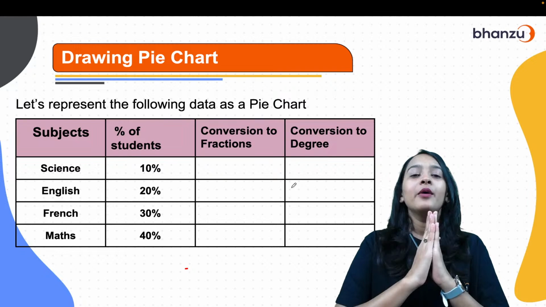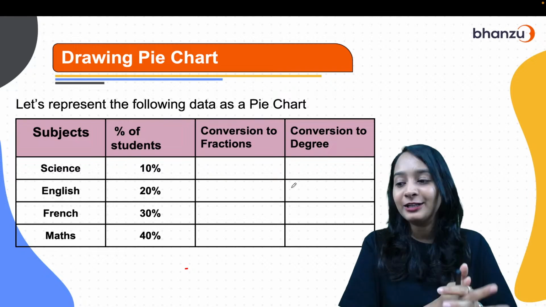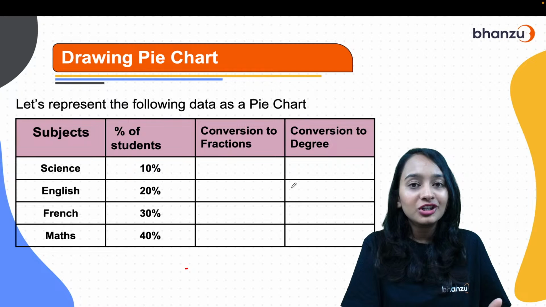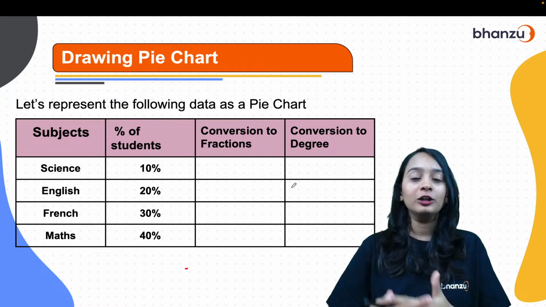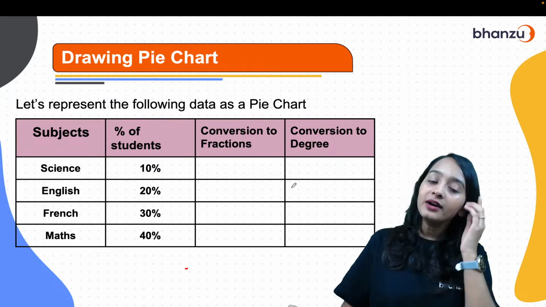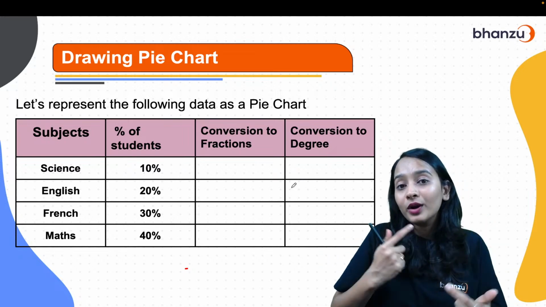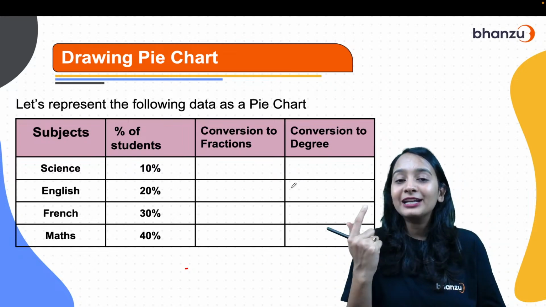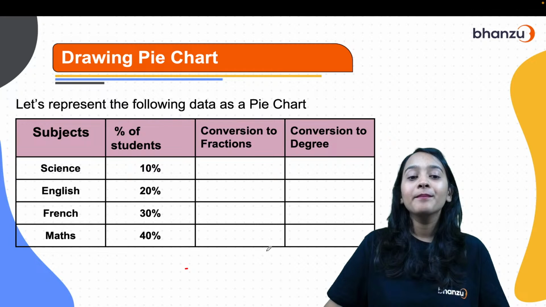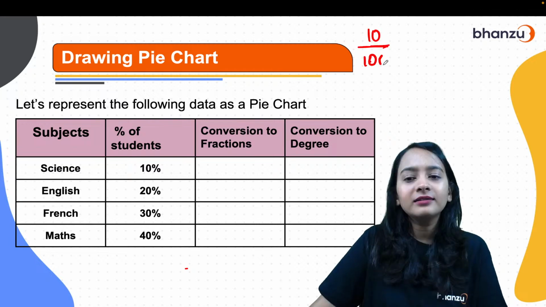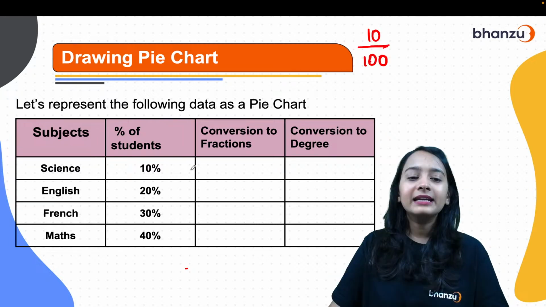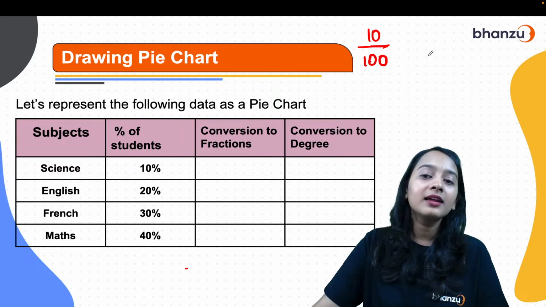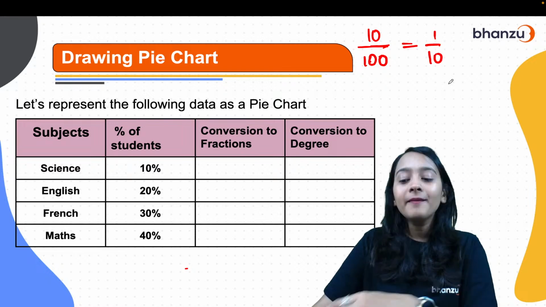Whenever the information is given in terms of percentages or fractions, we have to convert that into degrees. Here it was given in percentage, so the first thing I did was convert that into fractions by just dividing the percentage by 100. That's what percentages are, right? 10% is 10 by 100. Now this has become a fraction.